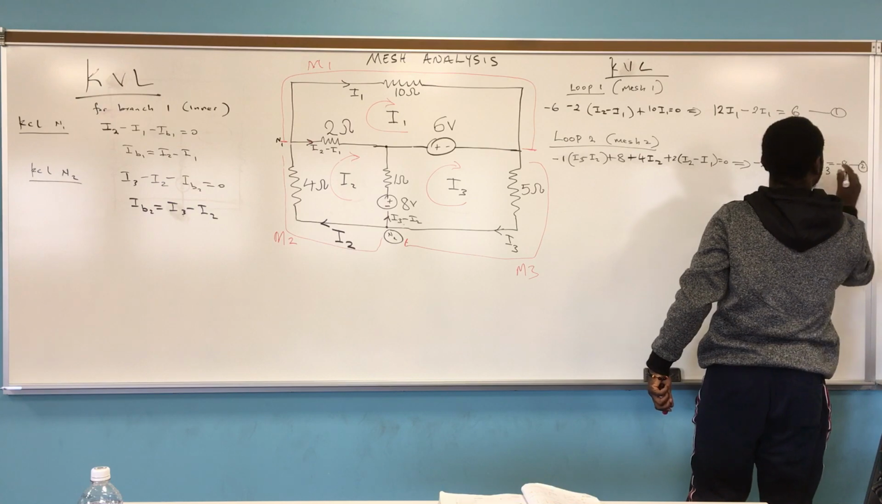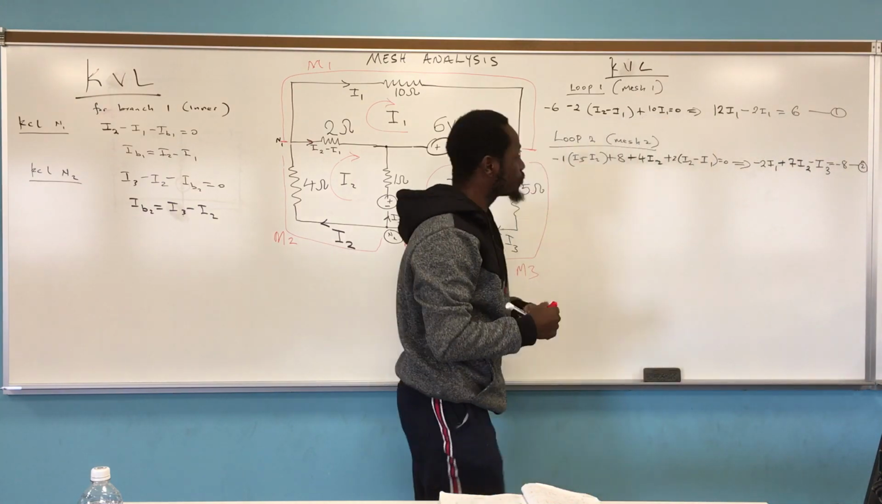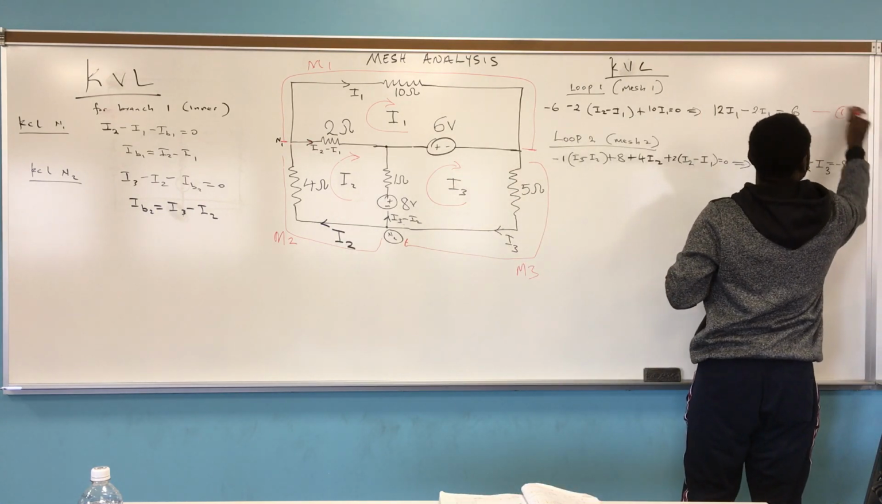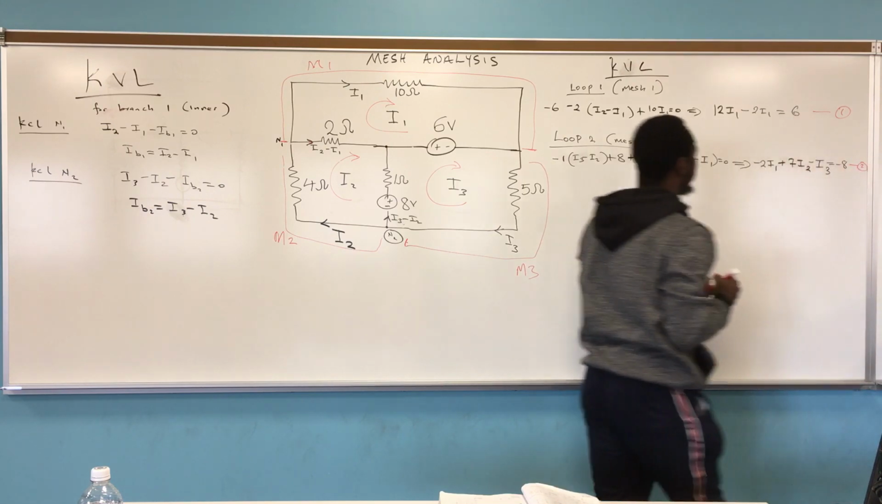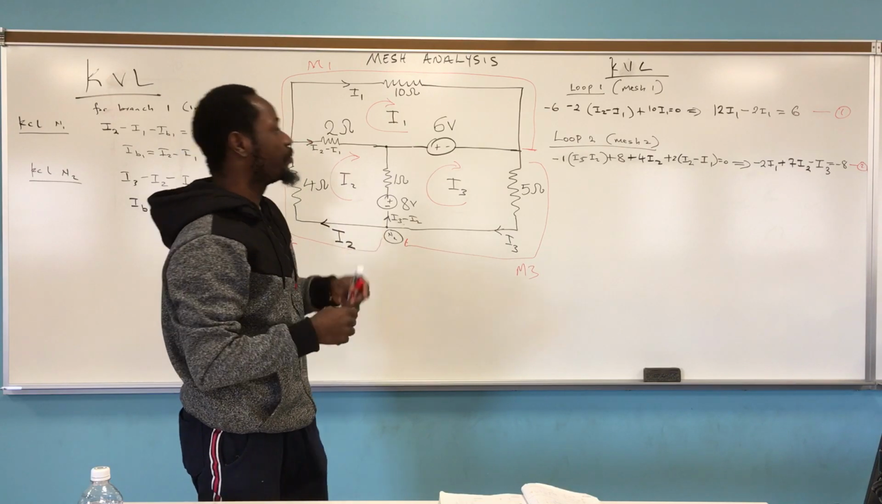Equation 2: minus 8. Let me just use a different color for the equation number. Okay, perfect. Now we have our last loop, and we're pretty much done.